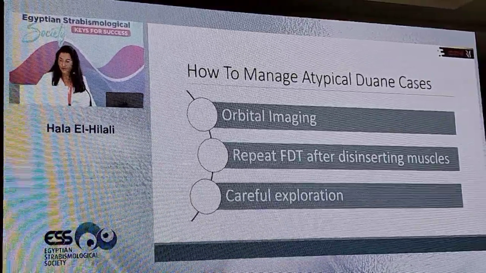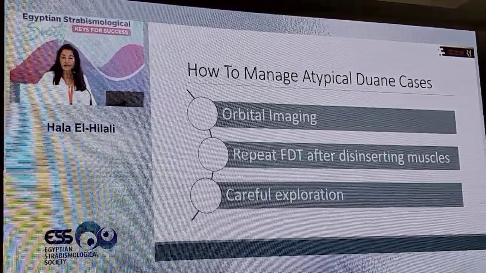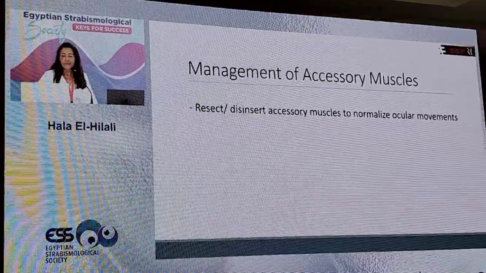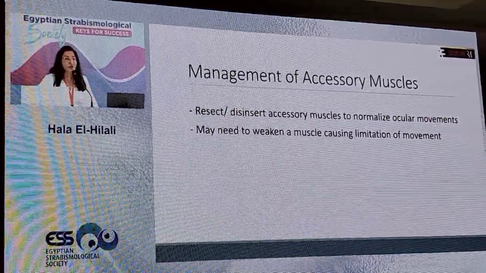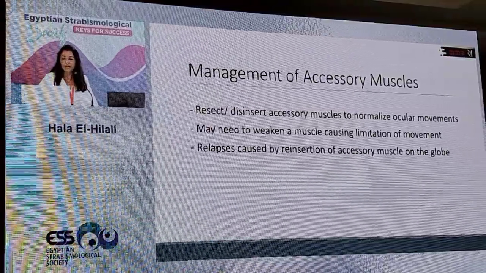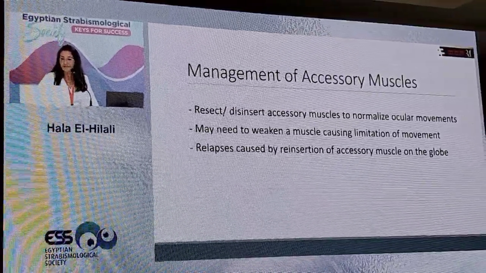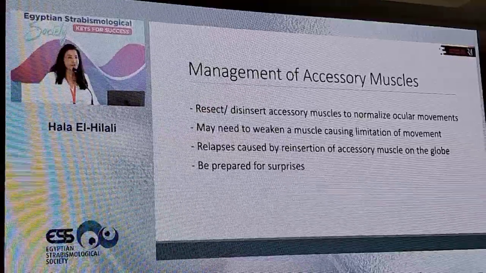Always repeat the force duction test after disinsertion and careful exploration. It's better to resect than disinsert accessory muscles. You may need to weaken a muscle that's causing limitation. Relapses can occur by reinsertion of accessory muscles, and always be prepared for surprise.